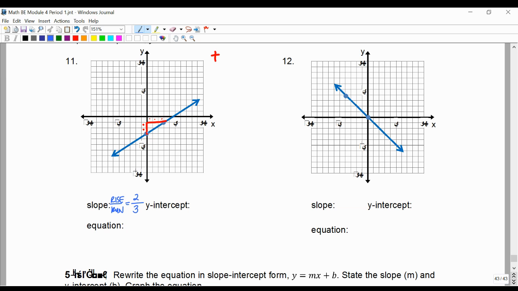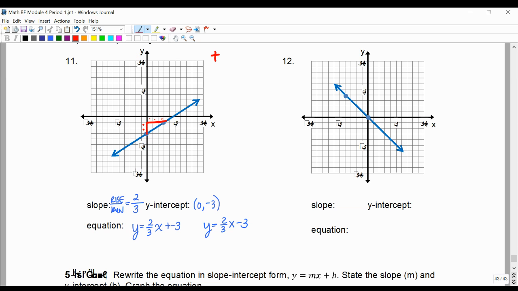Our y-intercept, where the line crosses the y-axis, is at (0, -3). And then putting this together, our equation is y equals 2/3, don't forget the x, plus -3. Or y equals 2/3 x minus 3.